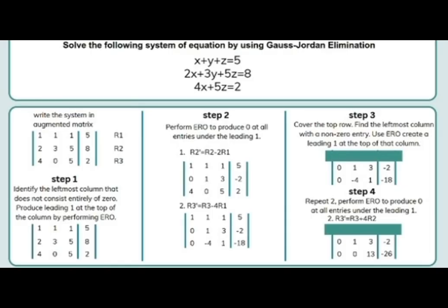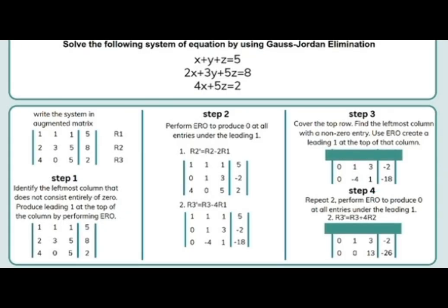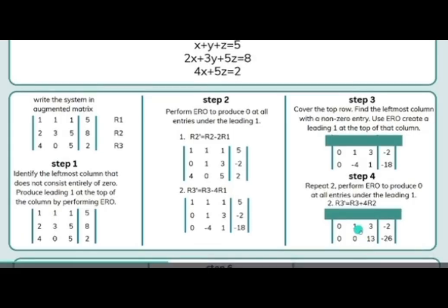So we find the leftmost column with a non-zero entry. So here is all 0. So we look at the next column. As we can see here, our non-zero entry is already 1. So we can proceed with step 4. To repeat step 2, we perform ERO again to produce 0 at all entries under the leading one. So the ERO that we do is to add the third row with the second row multiplied by 4. Now the entries under the leading one are already 0.